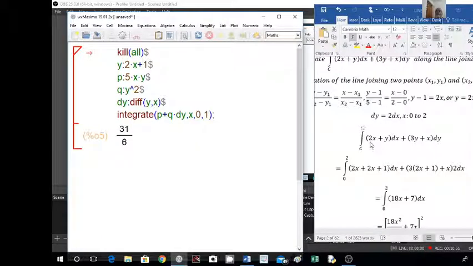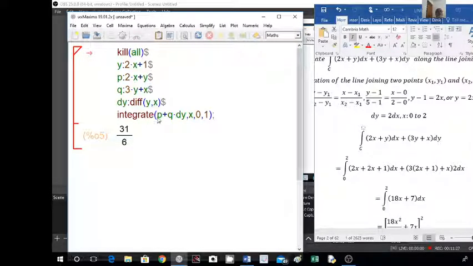And what is my P here? P is equal to 2x plus y. What is my Q? Q is 3y plus x. Q is 3 star y plus x. Okay. Right. And this is a differentiation.